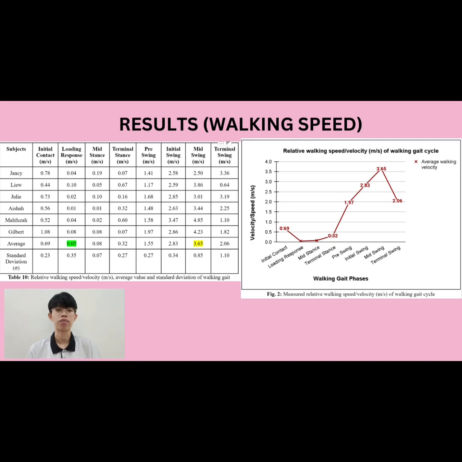Table 10 shows the relative walking speed, or velocity, calculated average value, and the standard deviation of the walking cycle. Figure 2 shows the changes in the average value in graph form. We can see that the highest average value, in the mid-swing phase, is 3.65 meters per second, and the lowest, in the loading response phase, is 0.05 meters per second. The average value increases up to 3.65 meters per second right after the terminal stance phase, and immediately decreases to 2.06 meters per second during the last phase, which is the terminal swing phase.